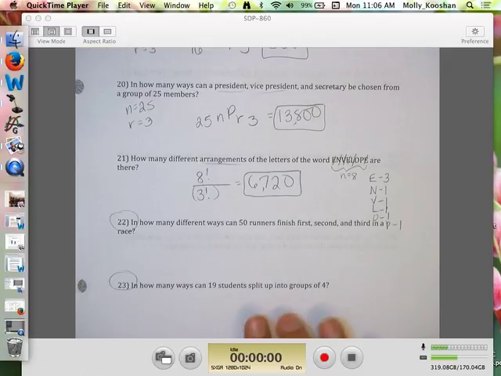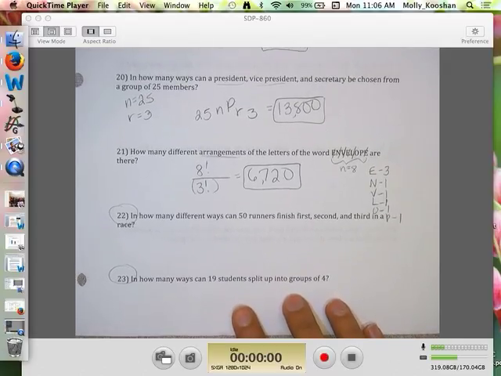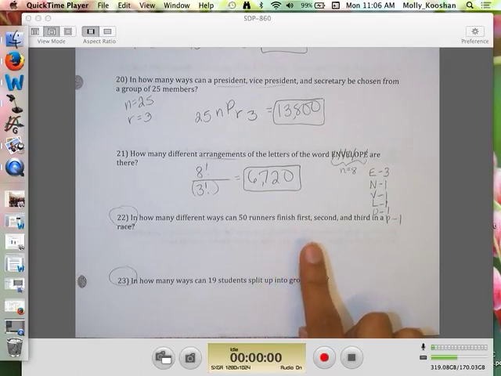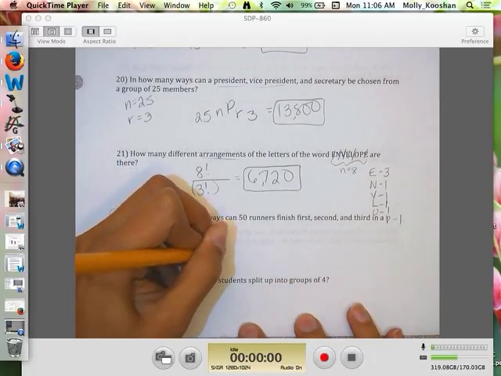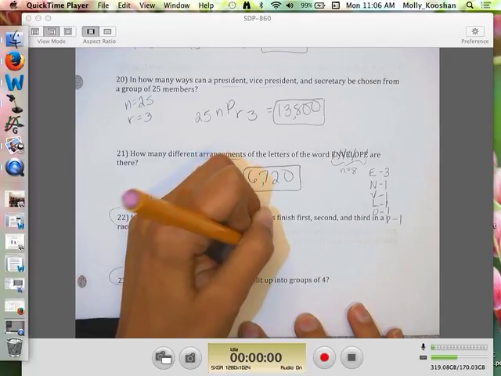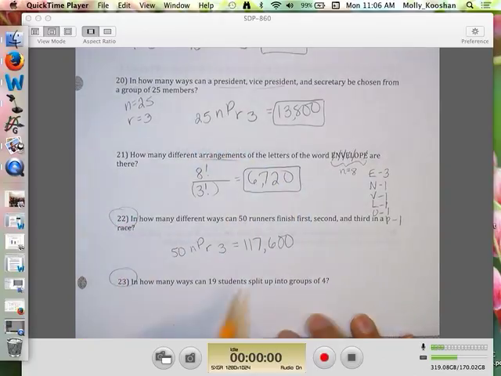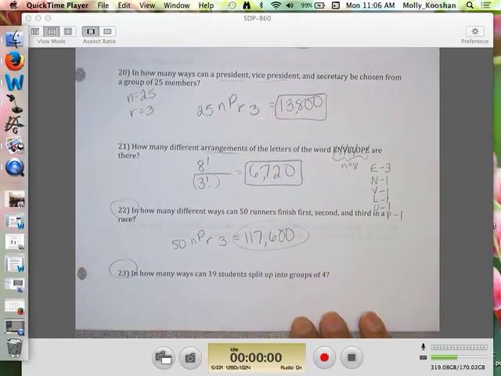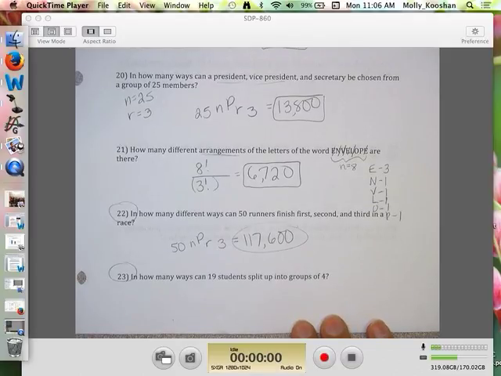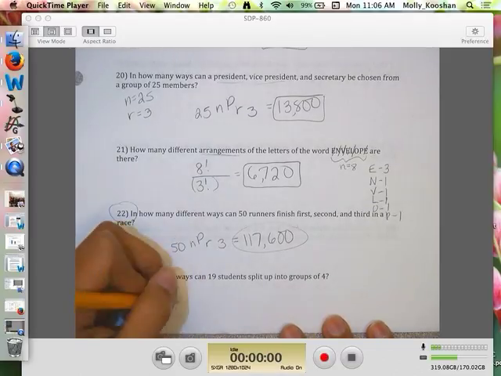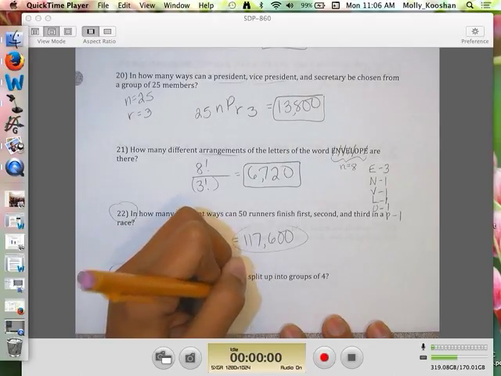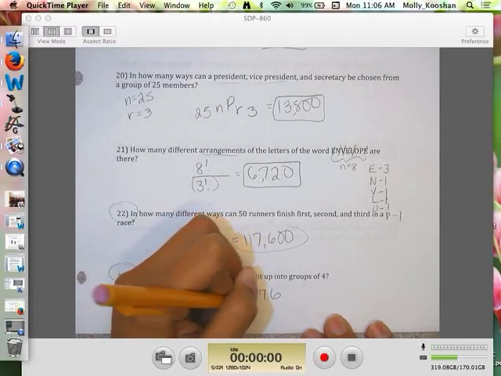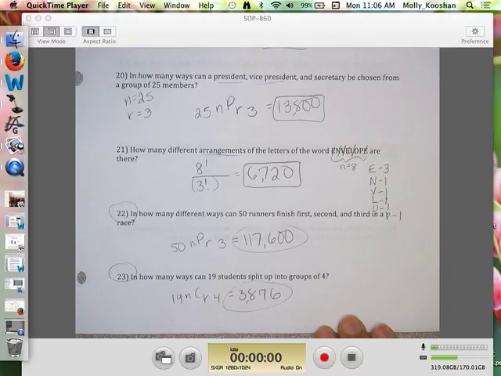Alright, so 22 ends up being a permutation because we're ordering first, second, and third. And you should get 117,600. Number 23, this is a combination. And you should get 3,876.